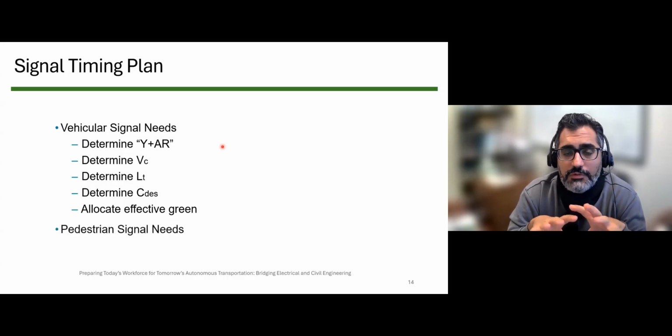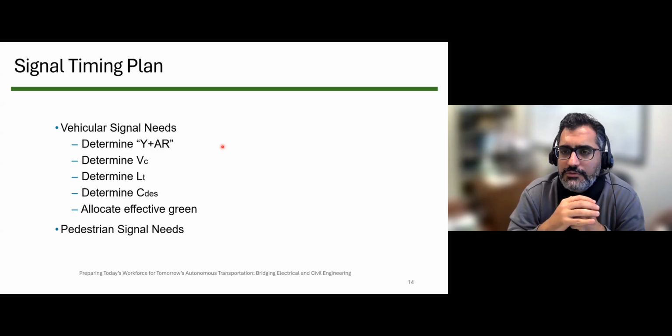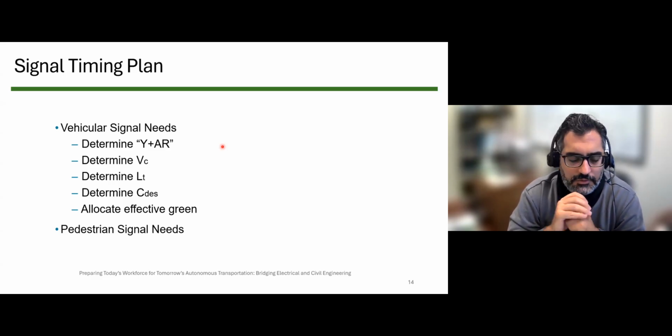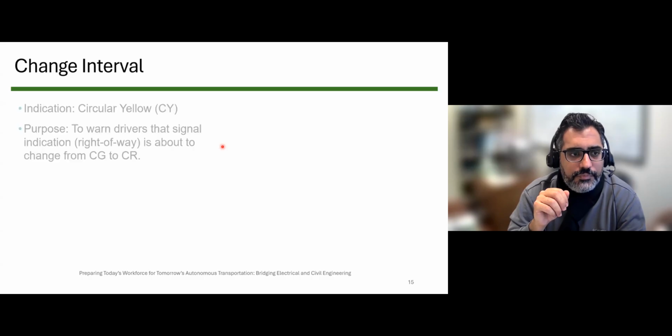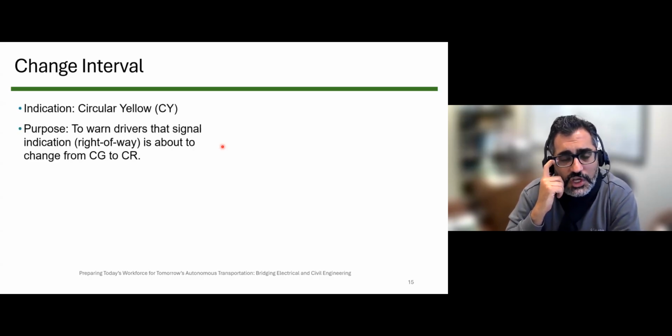Now, this was all about vehicular need. We should also check whether we have enough time for pedestrians to safely cross the intersection. With that being said, let's start with a change interval.